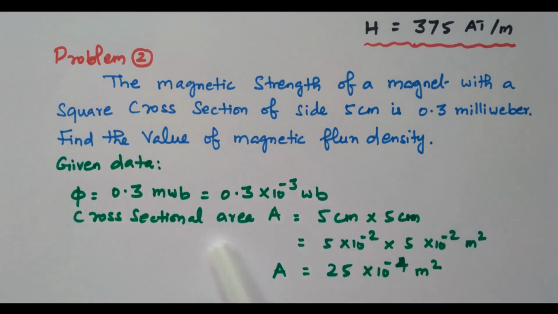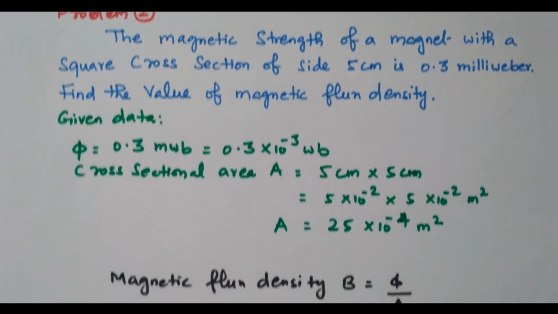Then the area of cross section. This 5 centimeter side is given. So the area is side into side, 5 centimeter into 5 centimeter. The centimeter is converted into meter by multiplying 10 to the power minus 2. So 5 into 10 to the power minus 2 into 5 into 10 to the power minus 2 meter square. That is nothing but 25 into 10 to the power minus 4 meter square. Right? The square is given, so side is given. The area of the square is side into side.